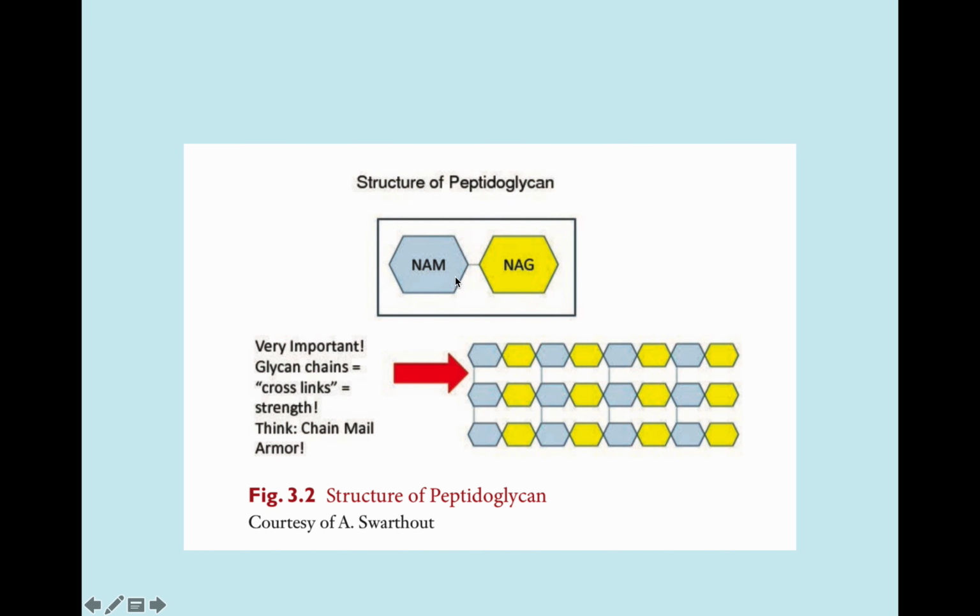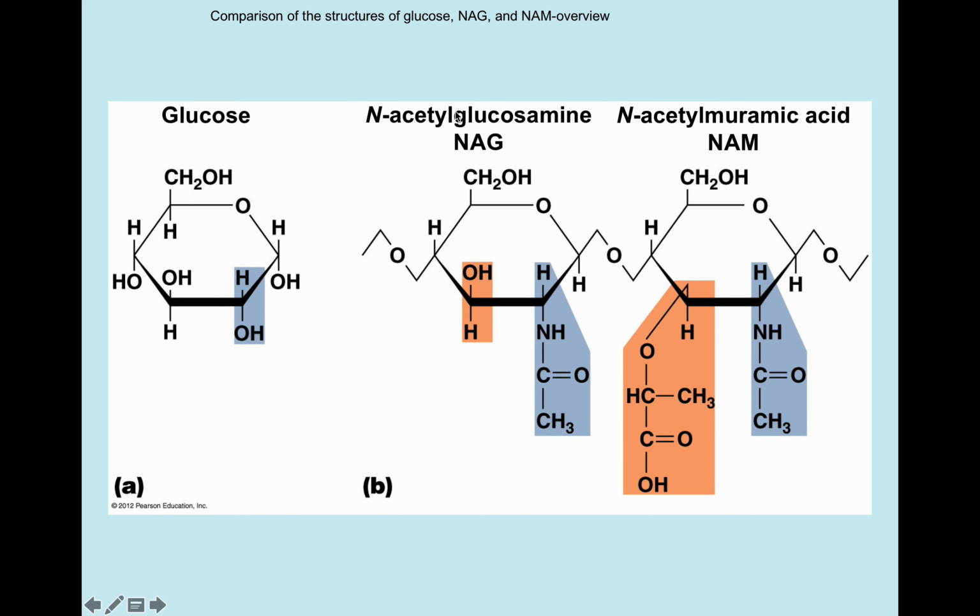This is the image of peptidoglycan in our book, so this is what you could look at in the book. NAM and NAG, in blue and yellow, are alternating subunits that are cross-linked together. NAM and NAG have long names. I don't require you to memorize them, but N-acetylglucosamine is NAG and N-acetylmuramic acid is NAM. Here we have the structure of glucose, and you can see that the peptidoglycan subunits NAM and NAG are derived from a glucose molecule.